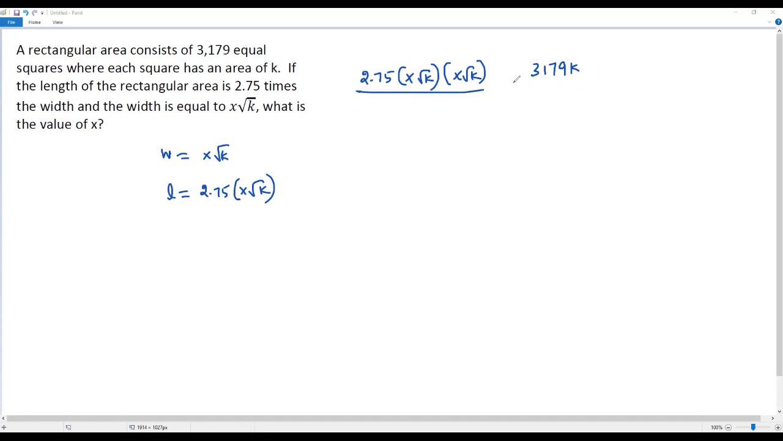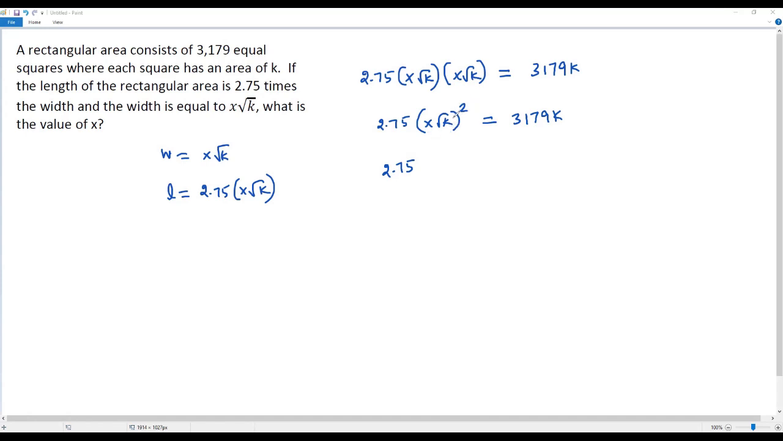So the expression we have over here and the expression we have over here both represent the same thing, that is the rectangular area. We can equate them. Now we have to solve for x in this equation. Let's do some simplification on the left side, that is 2.75 times x times square root of k times x times square root of k, which can be written as 2.75 times the quantity x times square root of k, the whole squared, equals 3179 times k.